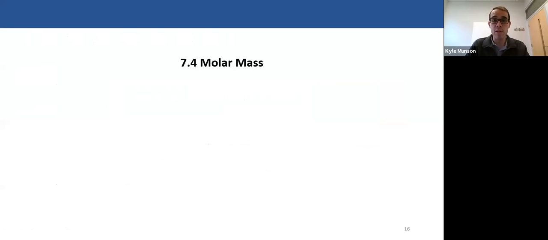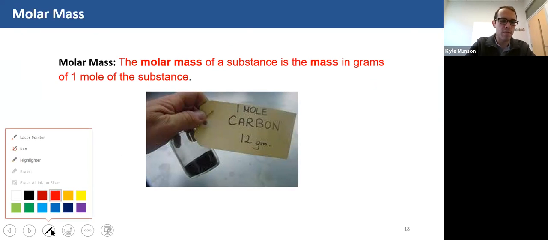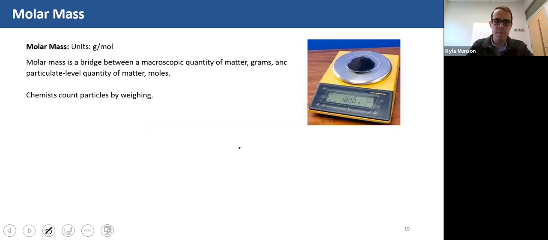In this video, we're going to be building on what we learned in the last video, and now we're going to be talking about molar mass. So the molar mass of a substance is the mass in grams of 1 mole of the substance. Before, I showed this picture when I was talking about 1 mole of something. This is carbon sitting here, a certain amount of carbon, and that certain amount has a certain mass. So for 1 mole of carbon, in this case, that is equal to 12 grams. So again, the molar mass of a substance is the mass in grams of 1 mole of the substance. So the molar mass has units of grams per mole.